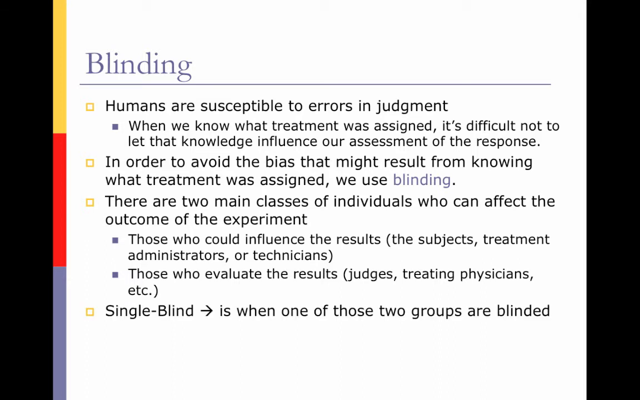A single blind experiment is when one of those two groups is blinded. Either the people don't know what treatment they are receiving, or those who are evaluating don't know what the treatment was for the group that they're looking at. Double blind is when both classes are blinded. Typically, double blind is the best way to go. That being said, sometimes it is impossible to double blind, and you can only have a single blind experiment. And that's okay if that's how it falls. But we try to double blind when we can.